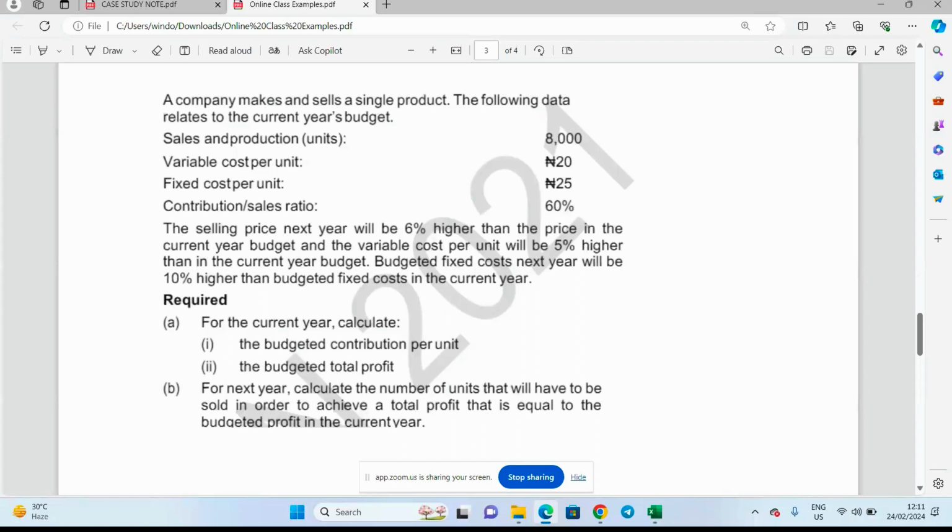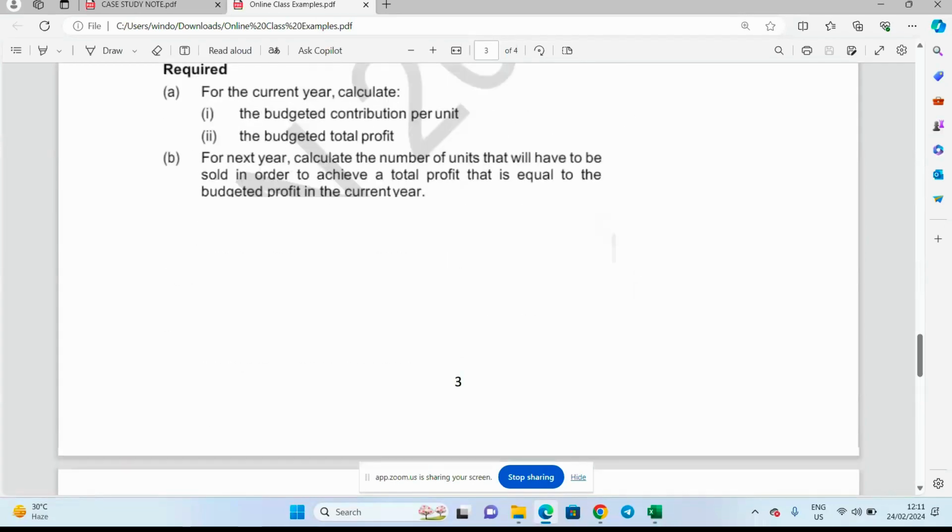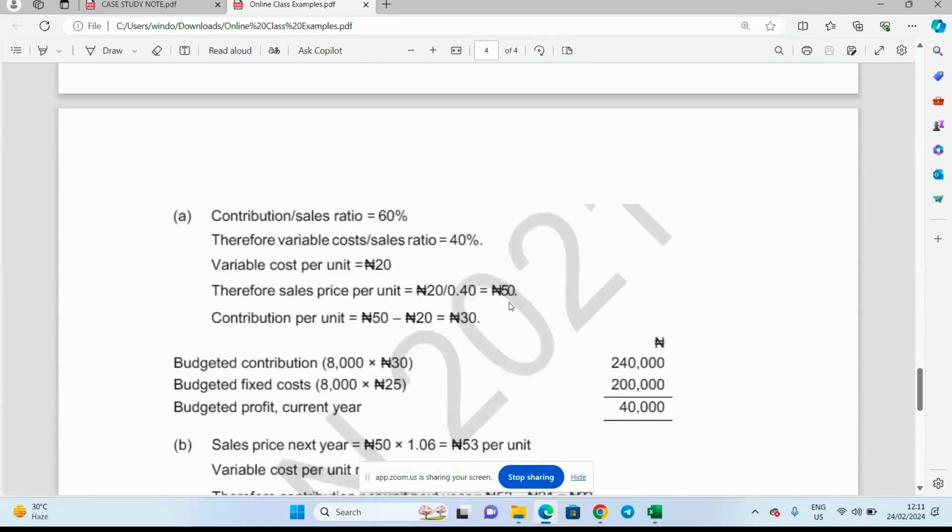That shows this 20 actually represents 40% of something. You understand? 40% of sales is equal to 20. How do we get sales? Press your calculator: 20 divided by 0.4. What do you have? 50. Thank you. That is where this sales is coming from, that is where this 50 is coming from. Can you see it? Yes, sir.